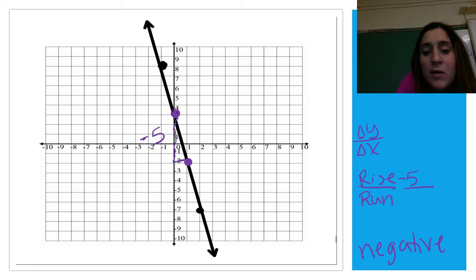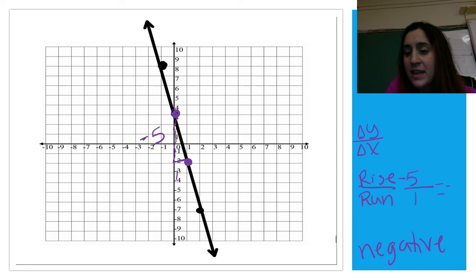Now I went to the right 1, that's a positive 1. Well, negative 5 over 1 is negative 5. So my slope, or my M, is negative 5.